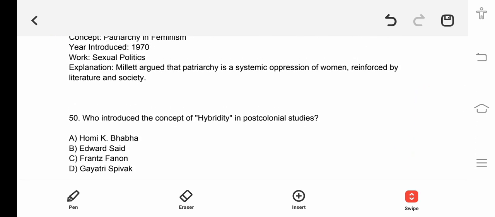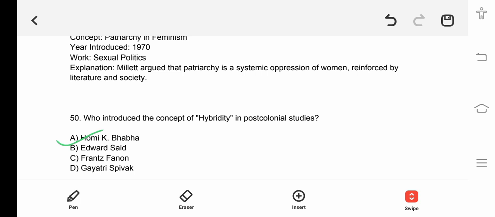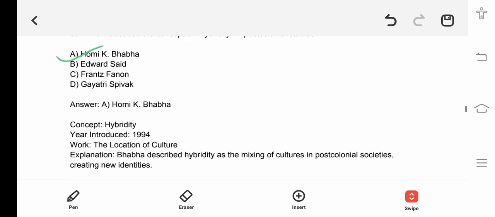Question number 50. Who introduced the concept of hybridity in post-colonial studies? The concept of hybridity in post-colonial studies was introduced by none other than Homi K. Bhabha. This writer is also UGC NET's favorite. The hybridity concept is given in 1994 in the work The Location of Culture. And what is the significance? Hybridity is the mixing of cultures in post-colonial societies, creating new identities, from the old one to the new one. This is how the new identity is created.